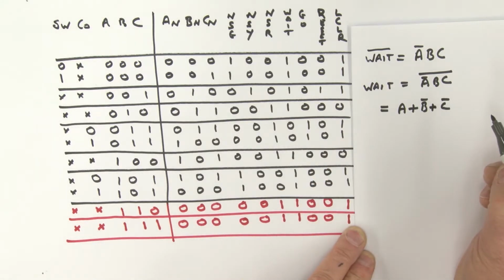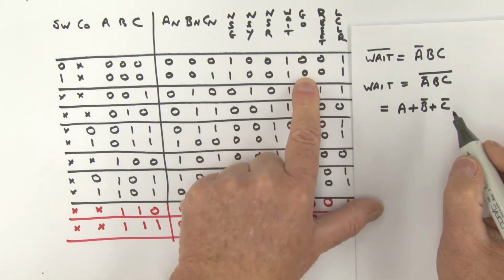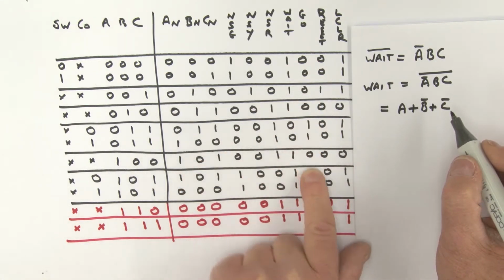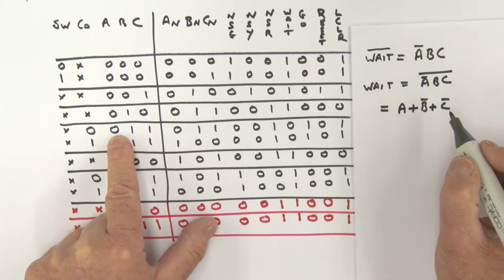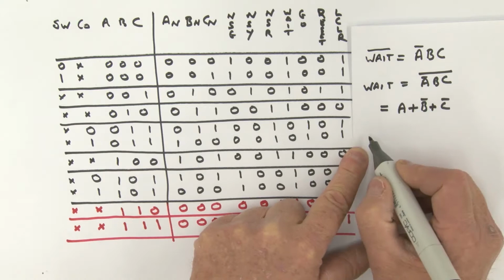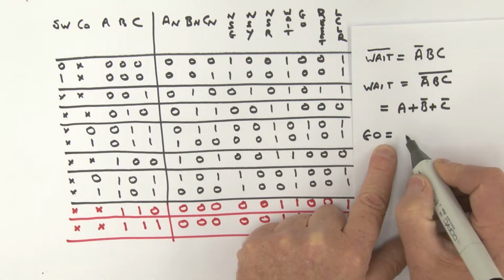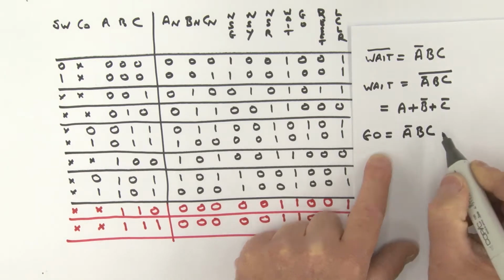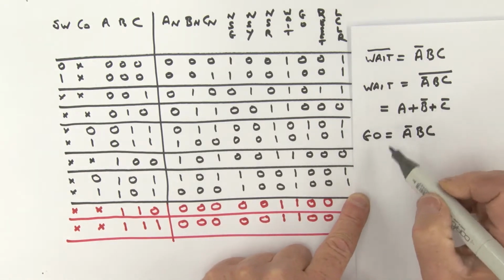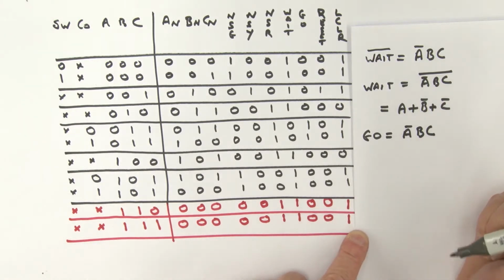And that is wait. All right. Well, let's have a look at GO. Come on down. Here is GO. Well, GO is only existing in this state, which of course is the A bar BC state. So we could say that GO is really equal to the A bar BC state. In essence, GO is really the inverse of WAIT, isn't it? So if you're not waiting, you're going, okay?